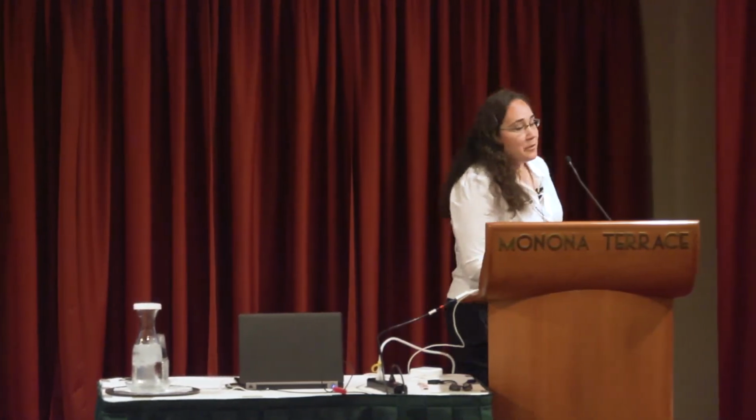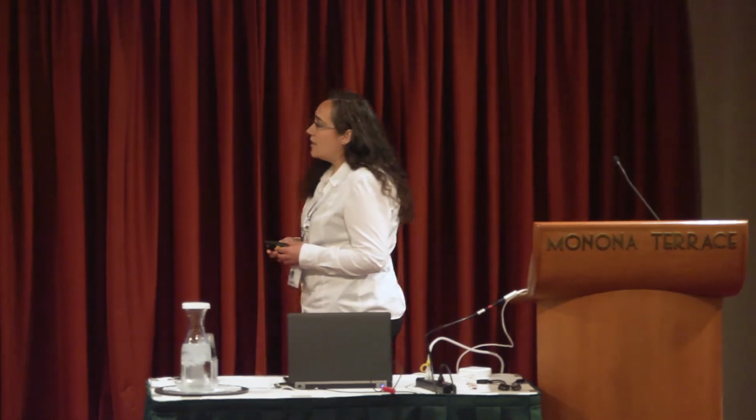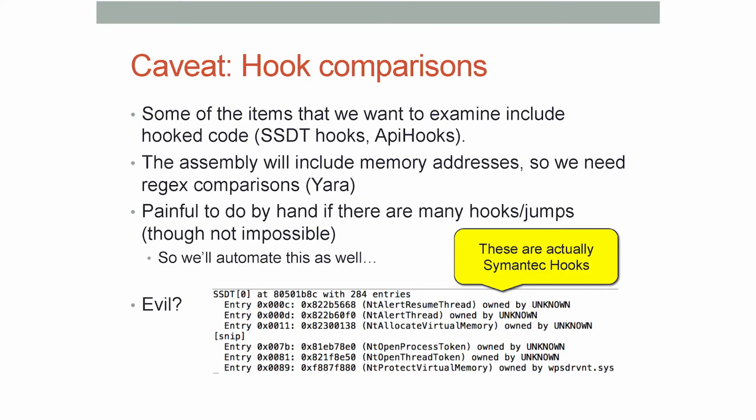As I was saying with the hook comparisons, you have to consider the memory regions. If you were to look at SSDT hooks, there's an SSDT plugin that you can use from Volatility, and you might get some output that looks something like this. We don't know whether or not this is something evil. It looks probably evil because it says unknown, we don't know what that is, and then we see there's this driver, and we can maybe see what that driver is and what it actually belongs to.